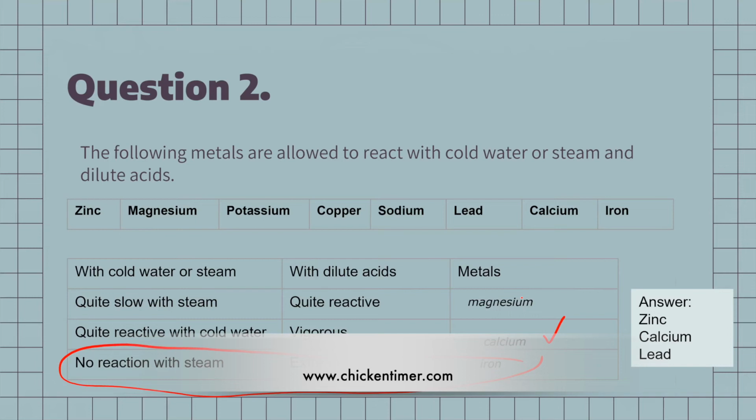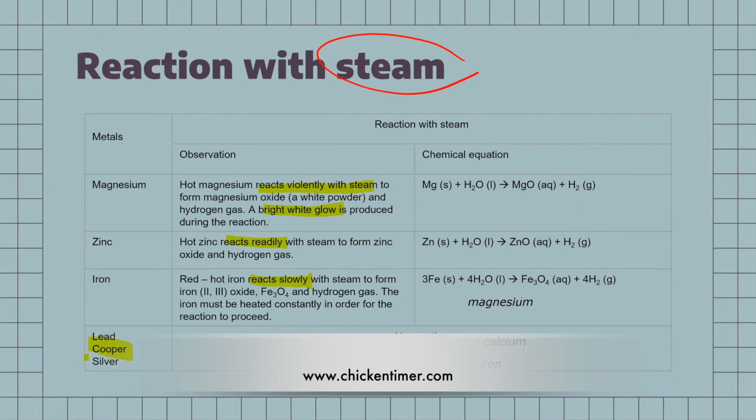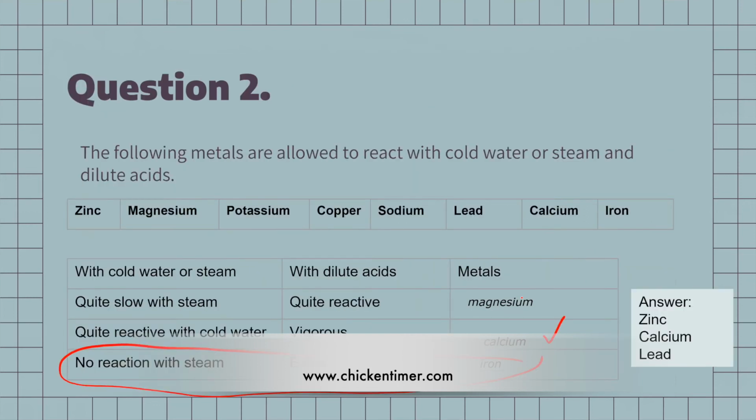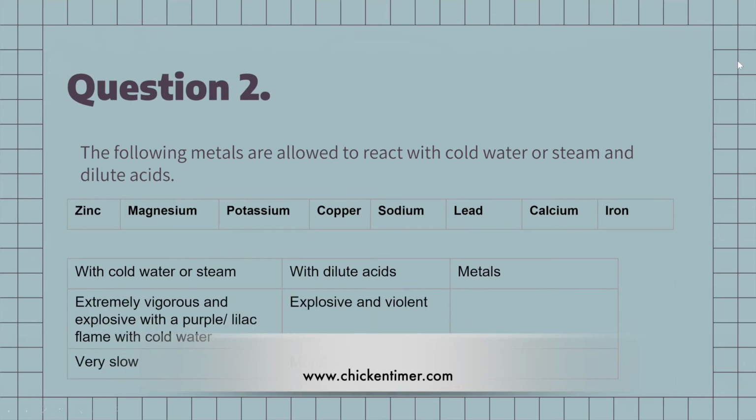Then magnesium is quite high up. I think it's position 4. You see this? Magnesium reacts violently with steam. Okay. So magnesium reacts quite violently with steam, so it's not possible to be magnesium here. So it's zinc. Okay. Plus 2. So purple lilac flame, very obvious.